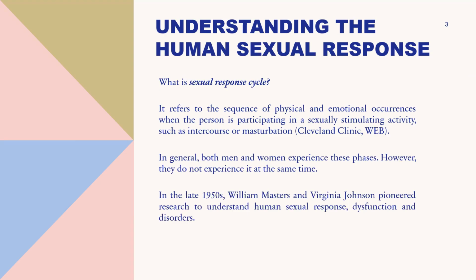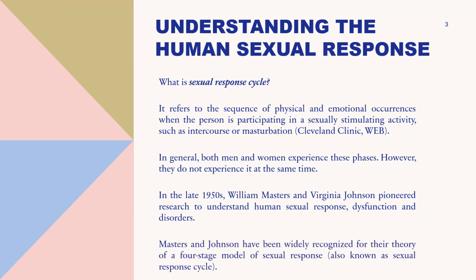Now, in the late 1950s, William Masters and Virginia Johnson pioneered a research to understand human sexual response, dysfunction, and disorders. Masters and Johnson have been widely recognized for their contributions to sexual, psychological, and psychiatric research, particularly for their theory of a four-stage model of sexual response, also known as the human sexual response cycle. And these are the phases of the human sexual response cycle: excitement, plateau, orgasm, and resolution.